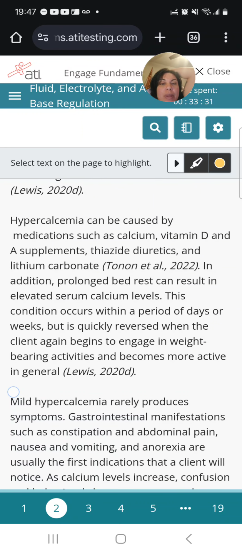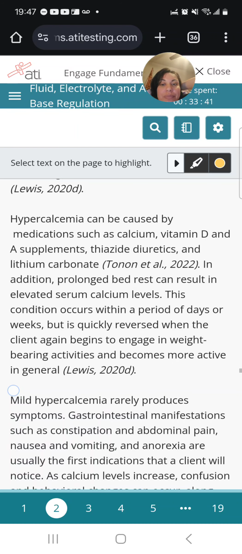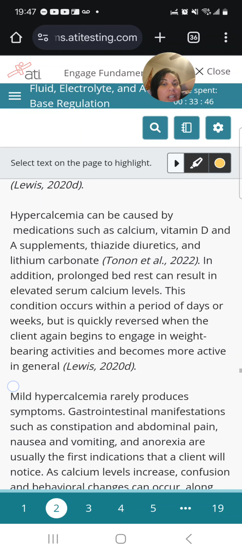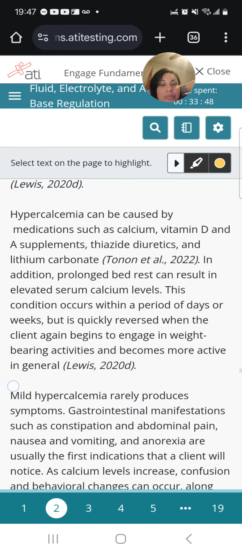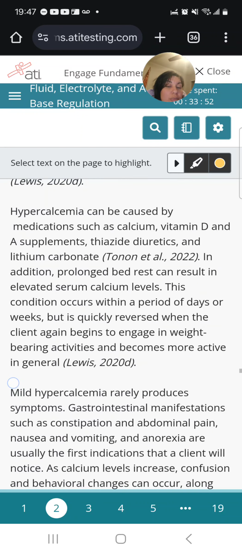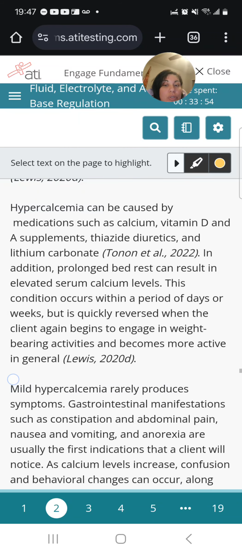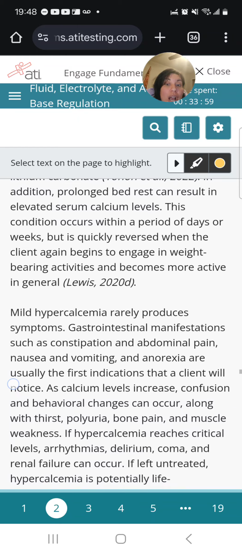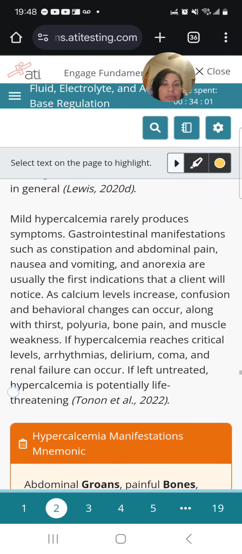Hypercalcemia can be caused by medications such as calcium, vitamin D, and A supplements, thiazide diuretics, and lithium carbonate. In addition, prolonged bed rest can result in elevated serum calcium levels. This occurs over a period of days or weeks, but is quickly reversed when the client begins to engage in weight-bearing activities and becomes more active in general.